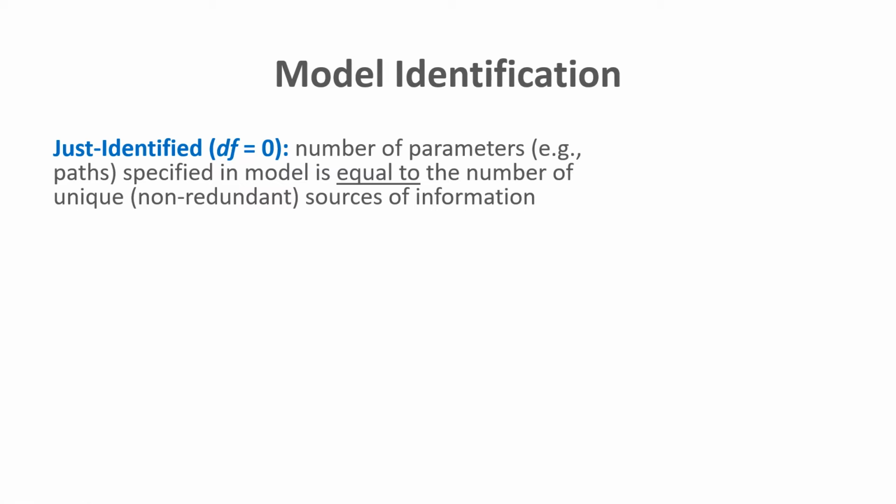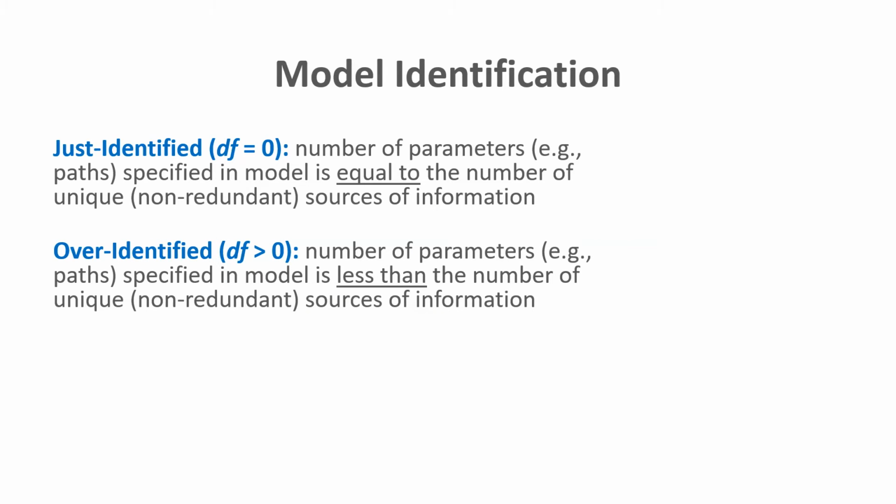Well, it means that the number of parameters, for example, directional paths, factor loadings, variances, covariances, etc., specified in a model is going to be equal to the number of unique or non-redundant sources of information. We'll explain more what that means in just a moment.